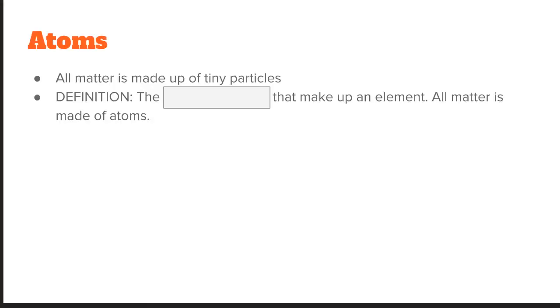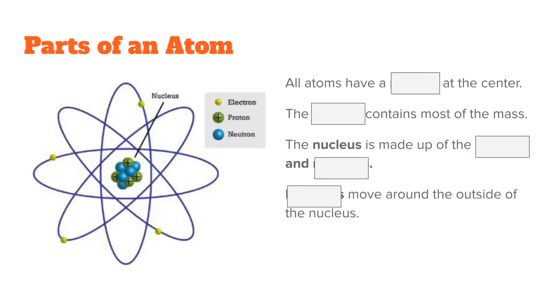Okay, so if you said that last picture was of an atom, you are correct. All matter, we've talked about matter, anything that has mass and volume, is made up of tiny particles called atoms. So the definition of an atom is the smallest particle that makes up an element. And all matter is made of atoms. All right, so what are the parts of an atom?